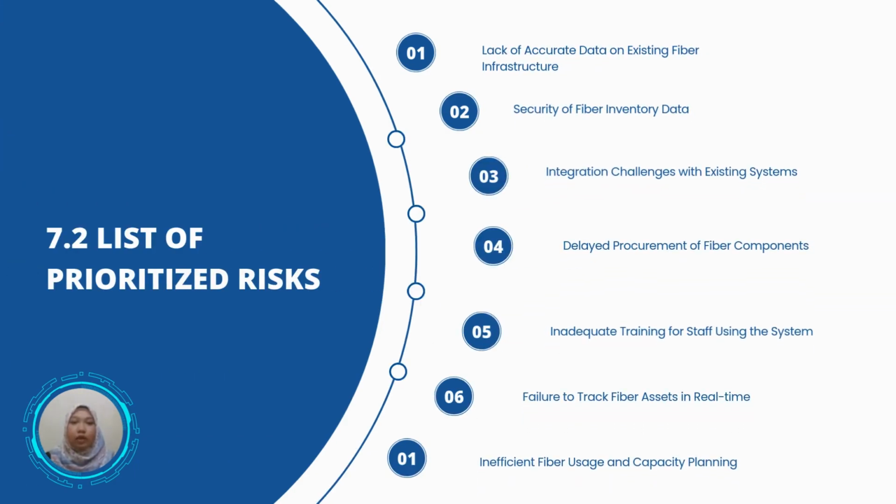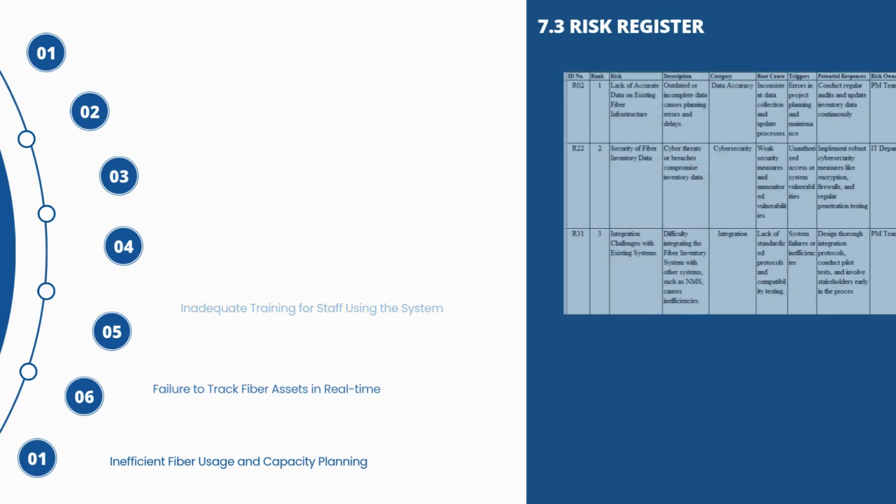First, lack of accurate data on existing fiber infrastructure. Second, security of fiber inventory data. Third, integration challenges with existing systems. Fourth, delayed procurement of fiber components. Fifth, inadequate training for staff using the system. Sixth, failure to track fiber assets in real time. And the last one is inefficient fiber usage and capacity planning.